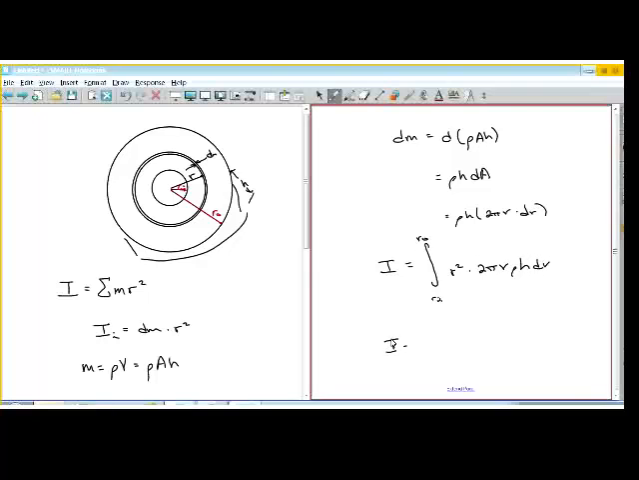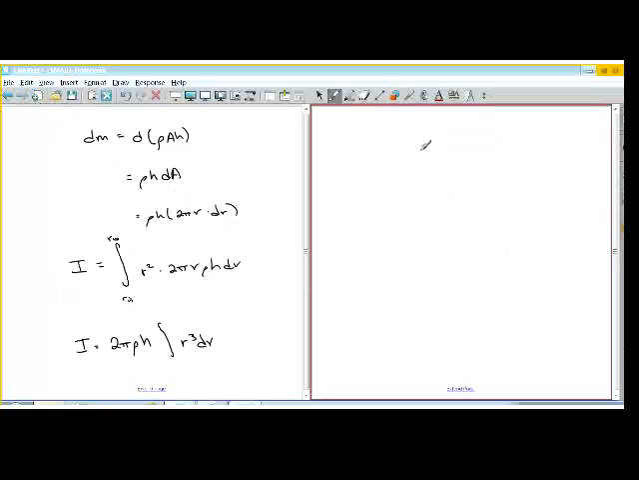Now r is the variable. This is the thing we're going to be integrating, but the other things stay constant. 2 is a constant, pi is a constant, density is a constant, the thickness of the disk is a constant. So we just end up with r cubed dr, because we have r squared here, we have r there, and we get dr. Okay, so that's just a polynomial. So the moment of inertia is 2 pi rho h, and we get r to the 4th over 4, and we evaluate that from r sub I to r sub O.